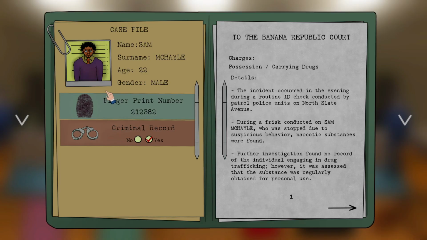conducted by a patrol officer on North State Avenue. During a frisk conducted on Sam McKinley, I don't know how to say that, was stopped due to suspicious behavior, narcotic suspicion. We found other narcotic substances. Further investigations found no records of the individual engaging in drug trafficking. However, it was decided that the substance was regularly obtained for personal use.